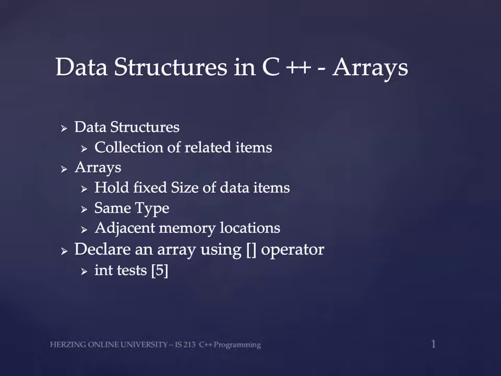An array is one type of data structure, and it is a variable that can store multiple values of the same type. These values can be stored in adjacent memory locations. To declare an array, you use the brackets operator. For example, int test[5]. This is an array called test that can hold up to 5 elements.